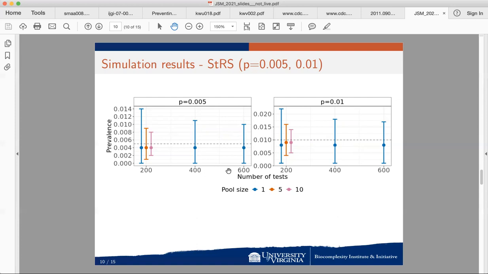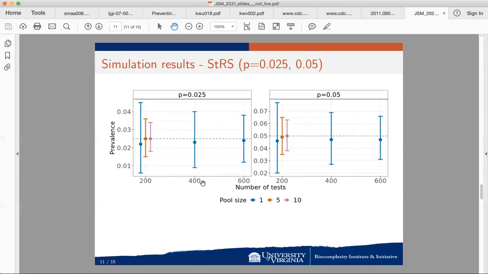And as we increase the number of tests, we maintain estimates that are nearly unbiased and have much tighter posterior intervals. And in addition, as we stay at the number of tests but increase the pooling size, we actually do much, much better in terms of efficiency, and we still maintain unbiased estimates. And this is true of both true prevalences, 0.5% as well as 1%.